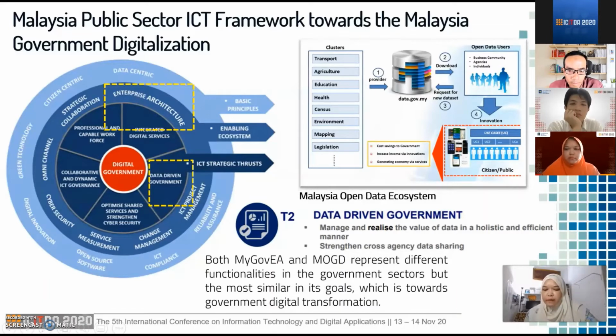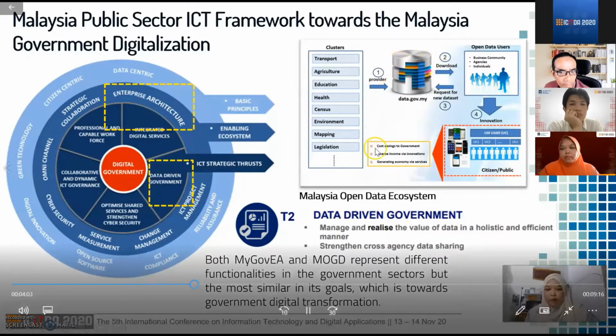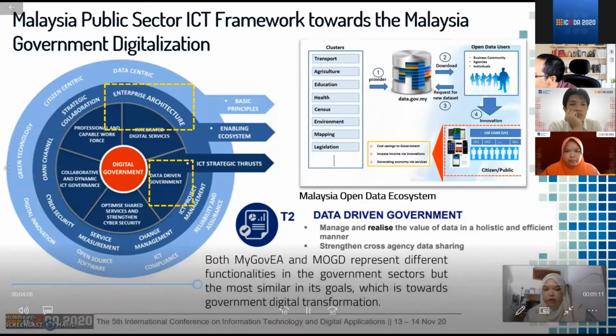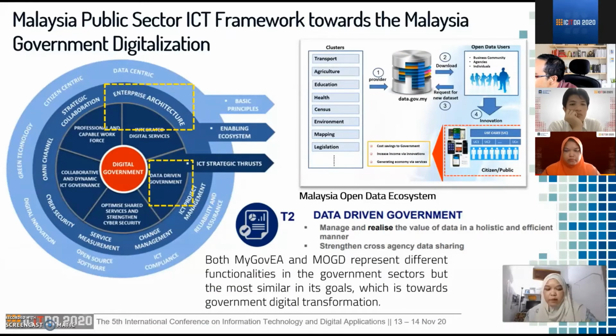We can see here the EA is located on top of the enabling ecosystem, while data-driven is the strategic thrust described to manage and realize the value of data in a holistic and efficient manner. One of the components of data-driven is the Malaysian open government data. Even though EA and data-driven represent different functionalities in the government sector, both still hold the same goals towards government digital transformation.